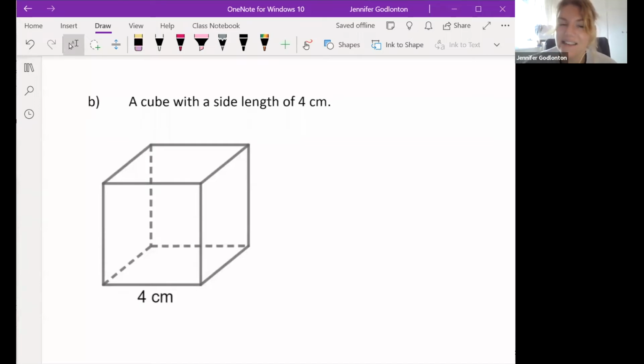This one's nice and easy because it's a cube. So I'm going to help you out just a little bit. I'm not going to do a lot. I'm just going to do that and see if that helps you. And I'm wanting the surface area of this cube.